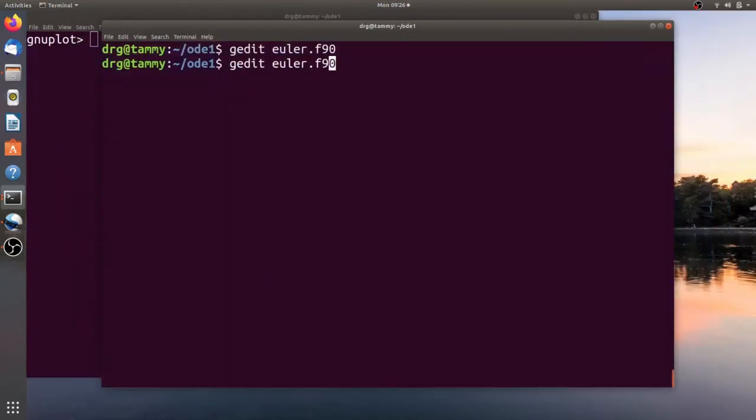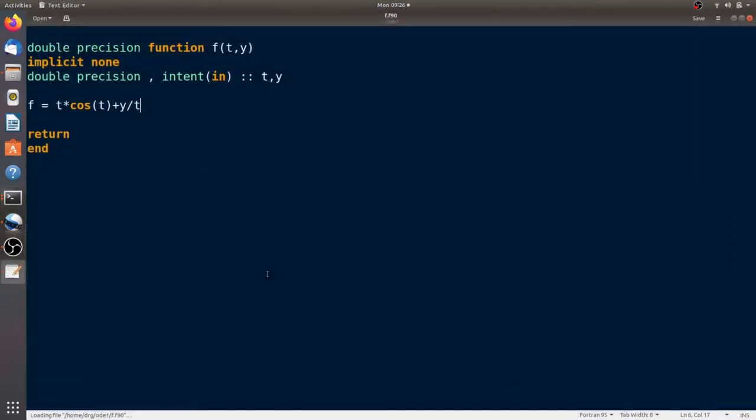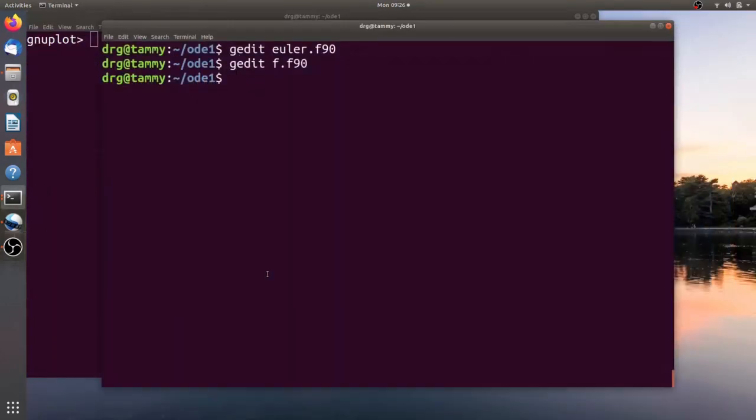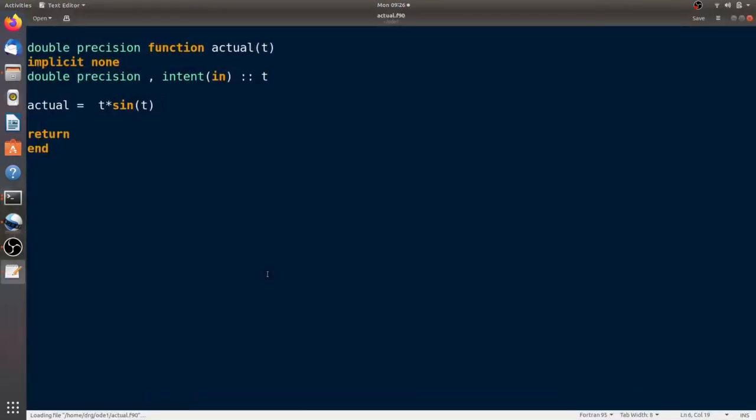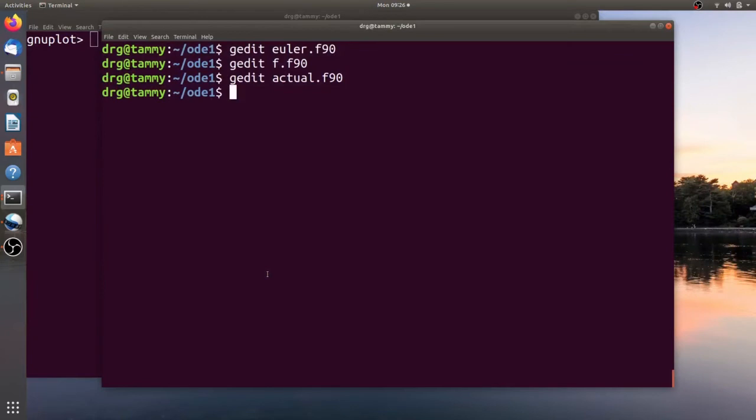There's also f.f90. This is the right-hand side of my differential equation. There's also actual, which is a function which, given a t number, computes the exact solution. So we can compile this.